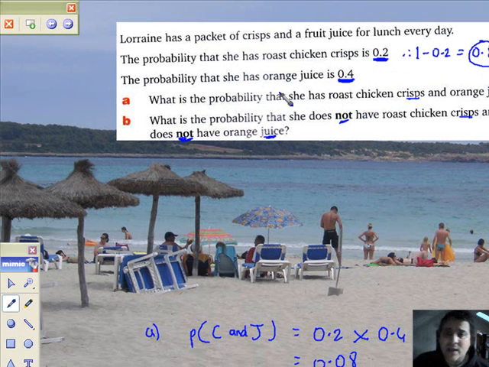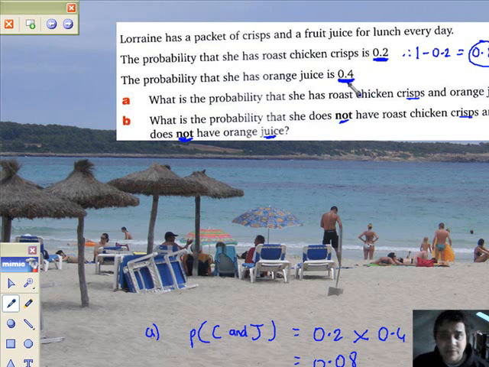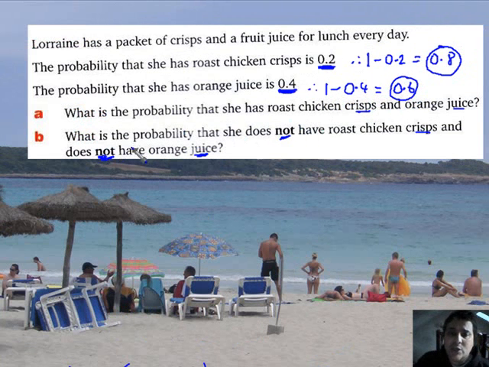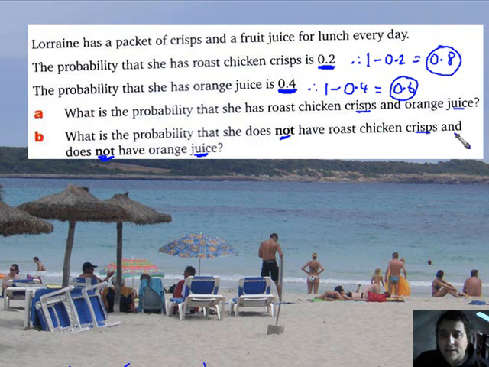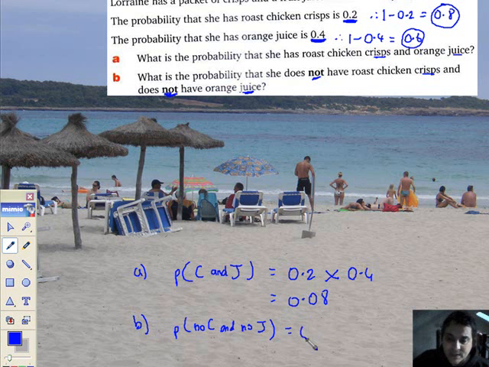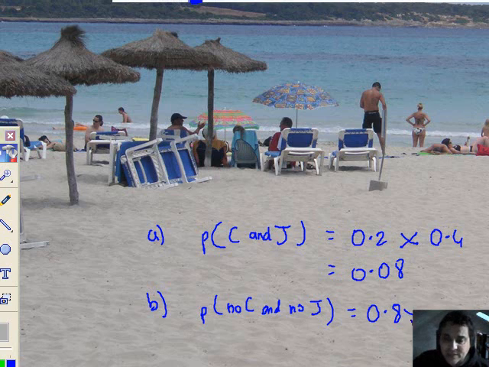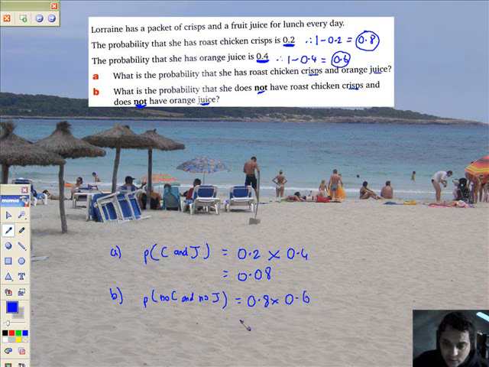Presume it's school. Now, likewise with the orange juice, the probability that she has orange juice will be 0.4. Therefore, the probability that she doesn't take orange juice will be 1 minus 0.4. Remember, the probability of all outcomes adds up to 1. So that gives us 0.6. Back to the question. What is the probability that she does not take roast chicken crisps, and does not take orange juice? So it's 0.8 times 0.6. That's not crisps and not juice. Well, 6 times 8 is 48, 0.48 is the probability there. And you're looking at grade A.